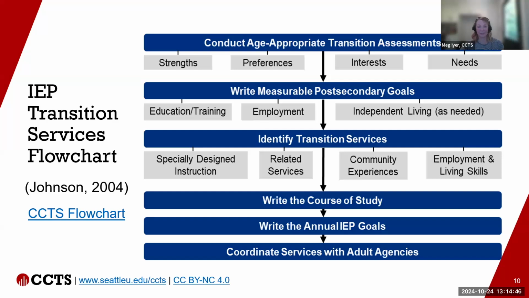Then the next step is developing a course of study for the student that includes not only the actual courses that need to be completed in order for them to graduate, but also courses that lead to their post-school goals. The course of study also includes coordinated experiences in school and the community that enhance the student's learning. And then next, the annual goals are written that connect to the post-secondary goals and lead the student to achieving those goals. And then finally is the identification, coordination, and planning for agency connections to support the student as they leave the school system.